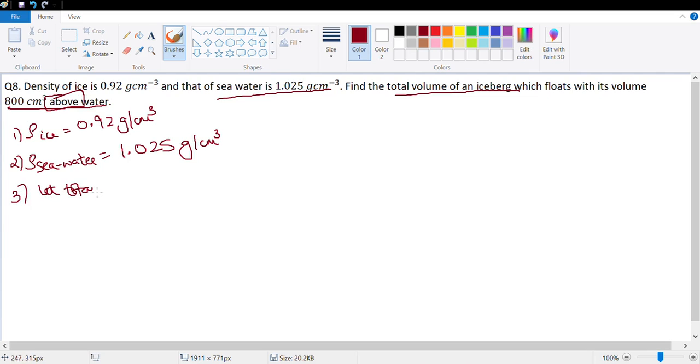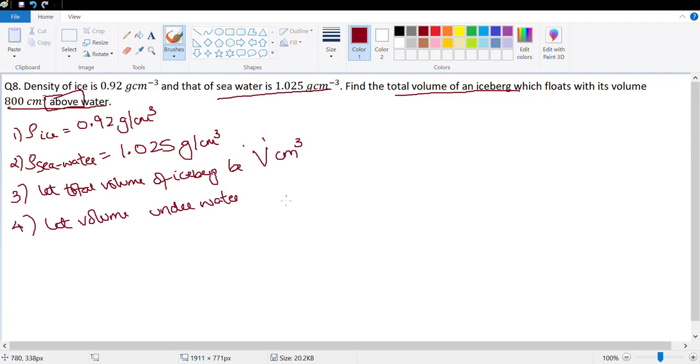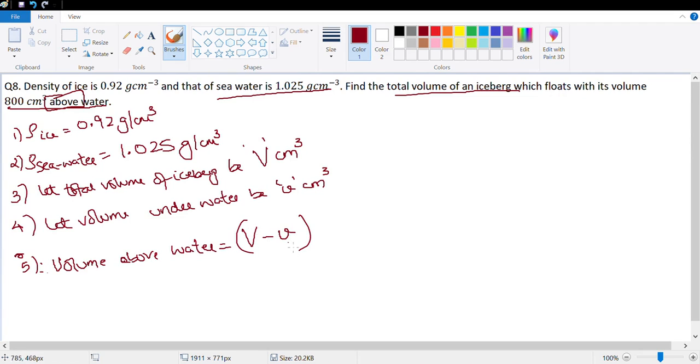So let total volume of iceberg be capital V centimeter cube. Let volume under water be small v centimeter cube. So what we know is, therefore, volume above water is equal to capital V minus small v, which is total volume minus the volume which is underwater, and this is given equal to 800 centimeter cube. Correct, that's what's given. And volume underwater will be equal to capital V minus 800 centimeter cube: total volume minus volume which is already above water.